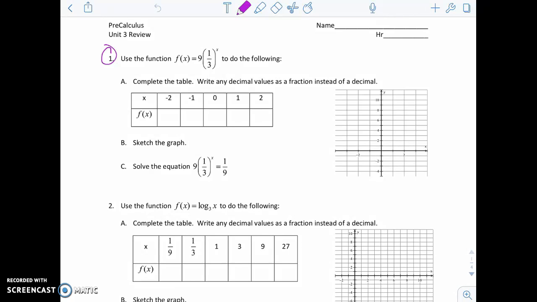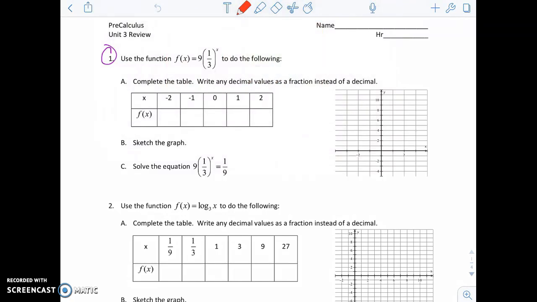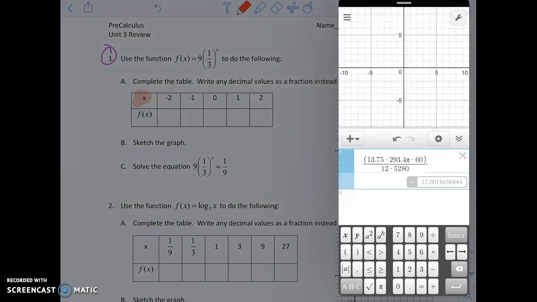It says use the function f of x to do the following: complete the table, sketch the graph, and solve the equation. When we're doing these kinds of problems, it's pretty easy to complete a table. We can just plug in these x values up here to the f of x in the top. You can put it in the calculator if you want to on Desmos. Everyone knows how I love Desmos.